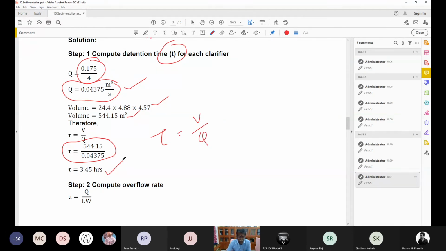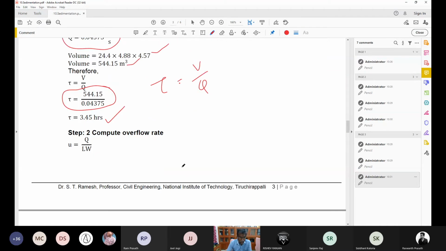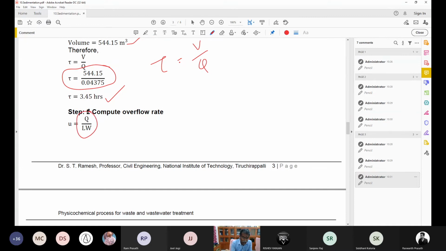Okay, so please apply units very carefully. Please write along with the units while solving the problems. You may get a correct answer. Otherwise, your calculations may be right, but you may end up with wrong units. Instead of 3.45 hours, if you say 3.45 days, there is no meaning. Okay, yeah. And now the overflow rate, the formula is again a velocity, U is equal to Q by A, because I am calculating the overflow rate.